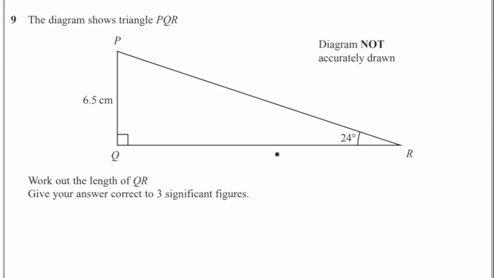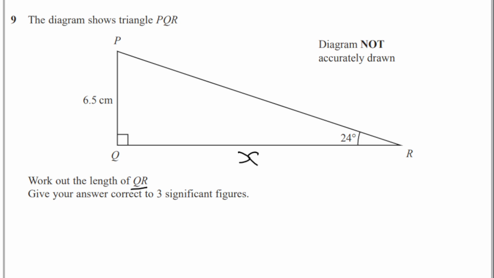Question 9 is 3 marks. The question shows some triangle and asks you to find the length of QR. QR is this side here. Let's just call it X for now.